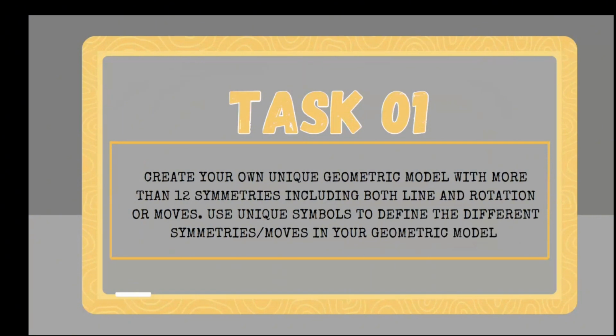Task 1. Create your own unique geometric model with more than 12 symmetries, including both line and rotation moves. Use unique symbols to define the different symmetries or moves in your geometric model.